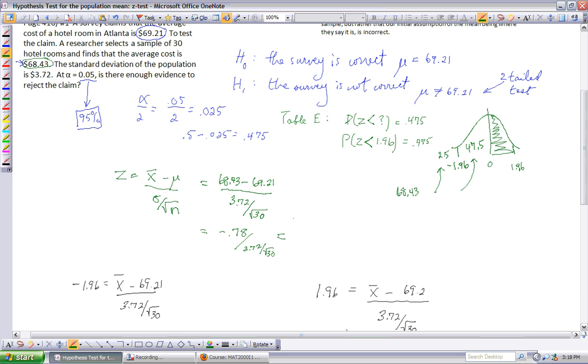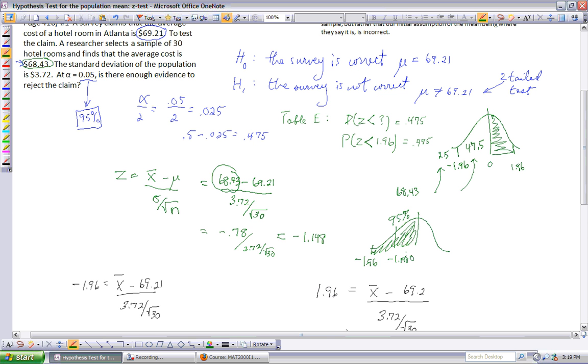Here we go. The answer is negative 1.148. So that means the z-score for this mean is negative 1.148. And if our critical value over here is negative 1.96, well, here's 0, maybe here is negative 1.148, and way over here is negative 1.96. So it's in the region where we cannot reject the null. It's included in that 95%.